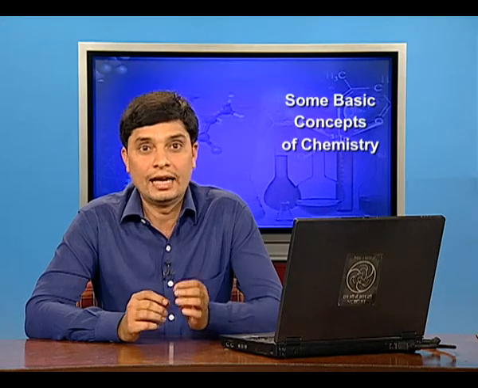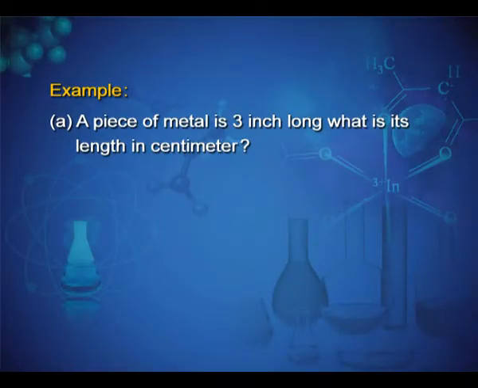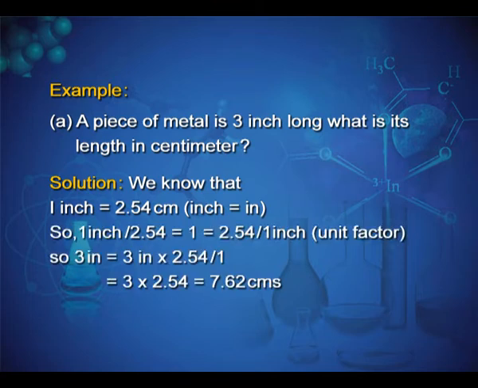Now the next is dimensional analysis. The method used to convert units from one system to another is called the factor label method, unit factor method or dimensional analysis. Example, a piece of metal is 3 inches long. What is its length in centimeters? We know that 1 inch is equal to 2.54 centimeters. So the conversion will be 3 into 2.54 is equal to 7.62.